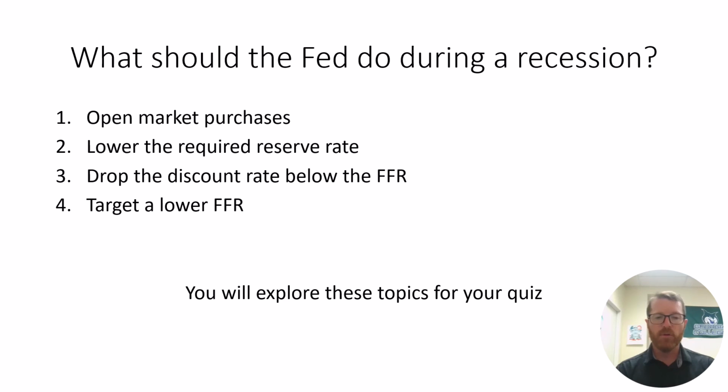And the fourth one there, the fourth really important one, is to target a low federal funds rate. When the federal funds rate is lower, banks are more aggressive. They're more likely to make loans. And remember, the way you target a lower federal funds rate is by engaging in the other policy tools of the Fed. That's just kind of a review.